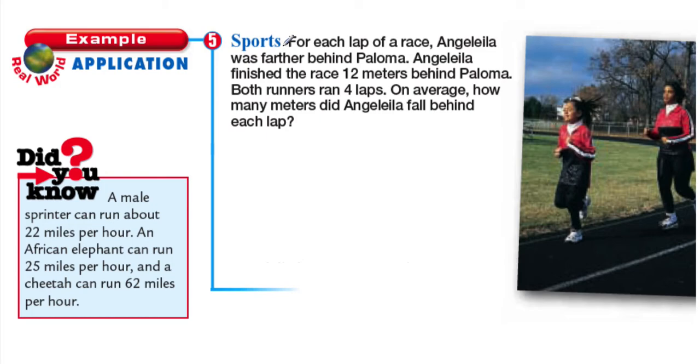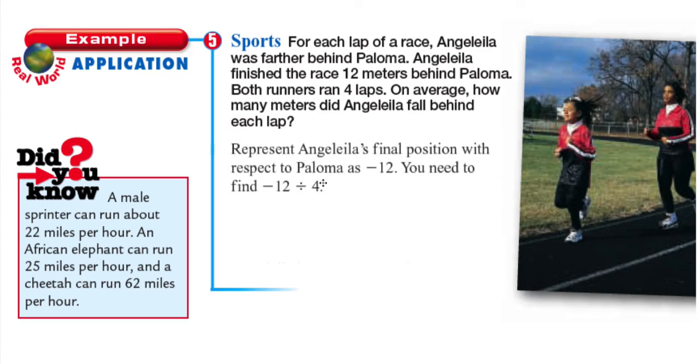Which brings us to the last example. For each lap of a race, Angelila was farther behind Paloma. Angelila finished the race 12 meters behind Paloma. Both runners ran 4 laps. On average, how many meters did Angelila fall behind?